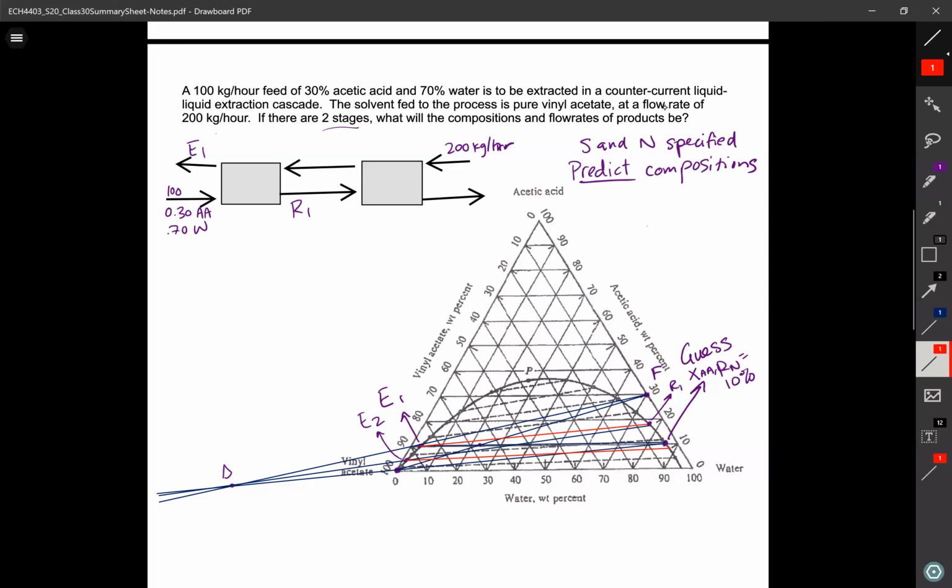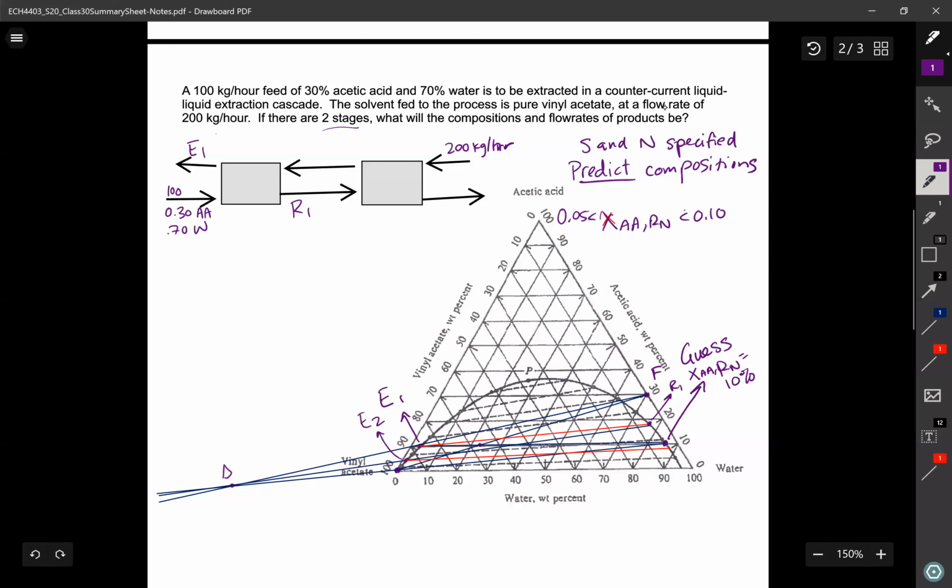I'm going to call this video completed, and I would say that my actual value of X acetic acid in the last raffinate stream is probably greater than 0.05, but less than 0.10. And then I guess to completely complete the question, I would have to first get the correct answer for where my raffinate is. I would have to get the other 2 compositions from this point, all 3 compositions of E1, and then solve the overall material balance to find what my flow rates are.